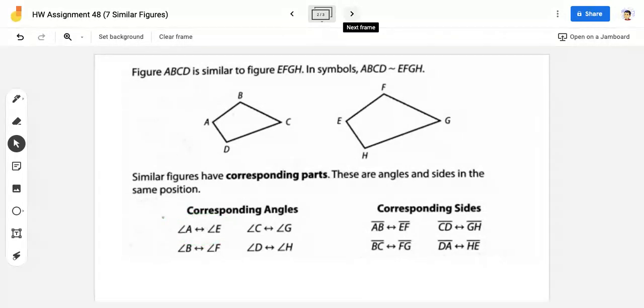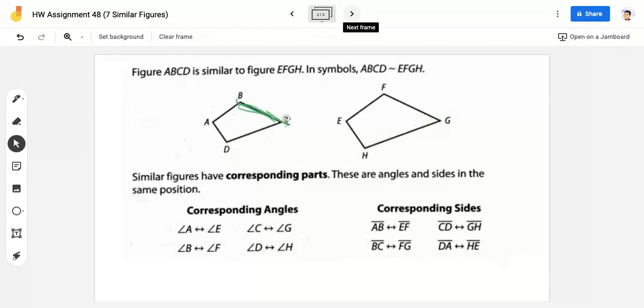Notice that they are kind of that smaller angle. Angle C and angle G are corresponding. Actually, they're probably the smallest angle. It kind of comes to a point there, kind of like the tail of a kite. Angle B and angle F are corresponding, and angle D and angle H are corresponding. So with all of the angles that correspond, then we're also going to have corresponding sides. It states here AB and EF. So line AB and EF correspond to each other. CD and GH.